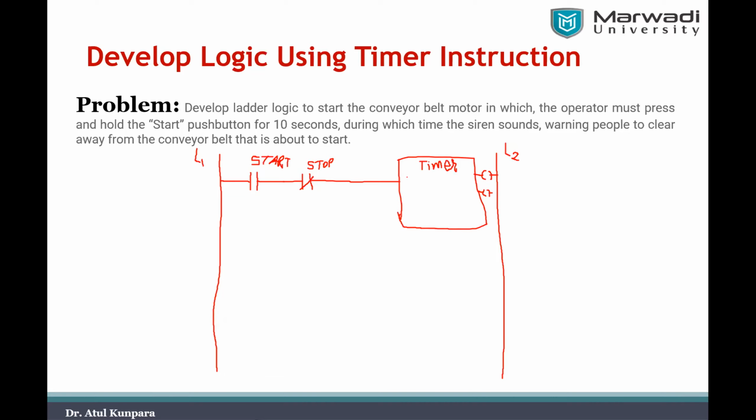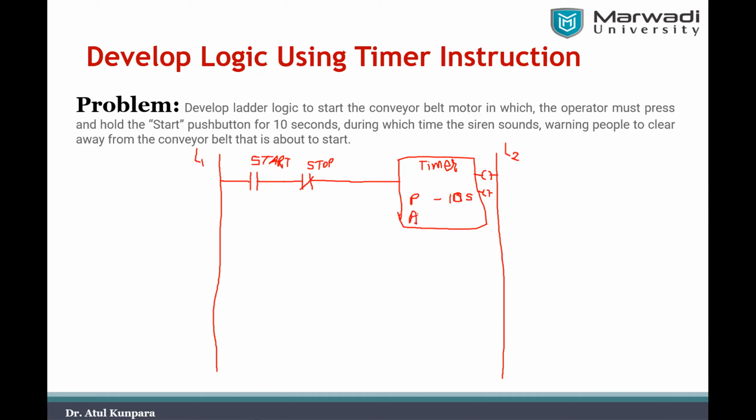In the timer, you can mention various fields like timer name, timer base, preset value. I'm just going to specify the preset value right now, by indicating the P. P stands for preset value, and I'm putting 10 seconds here. So the preset value is 10 seconds.